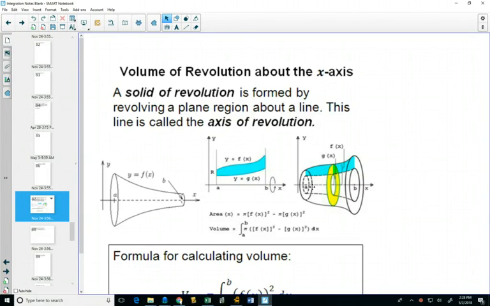Volume of revolution. What we're going to now use integration for is to figure out volumes. We already know that integration can give us an area under a curve. Okay? So the idea is, if you take the area under a curve and rotate it 360 degrees, can you see that that would fill a solid shape?